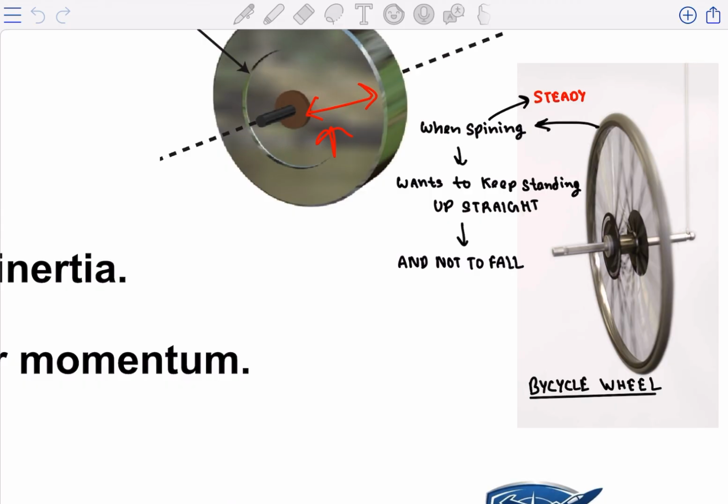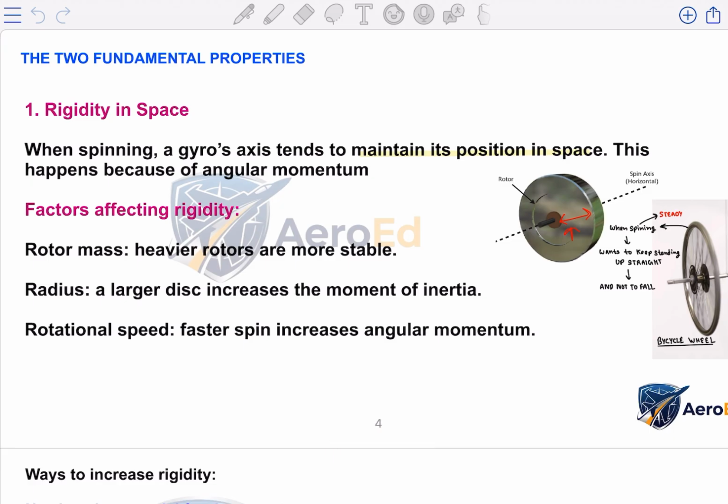If you pedal very slowly, what happens is it tries to fall, right? You have to balance it by using the handle. But when the cycle is at a higher speed, meaning the bicycle wheel is at a higher speed, you have to give very little control to the handle, right? So we can say that as we increase the speed, it will increase the stability and thus increase the rigidity. Alright, I hope you understood this.